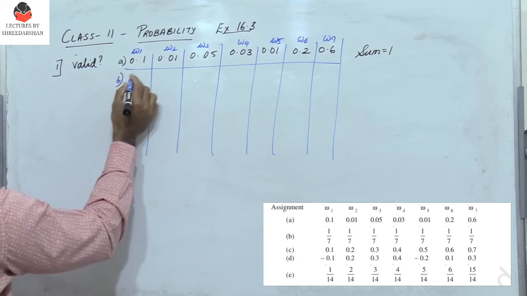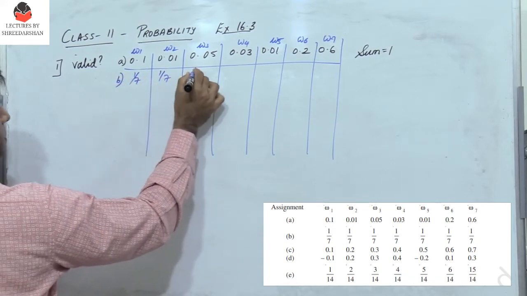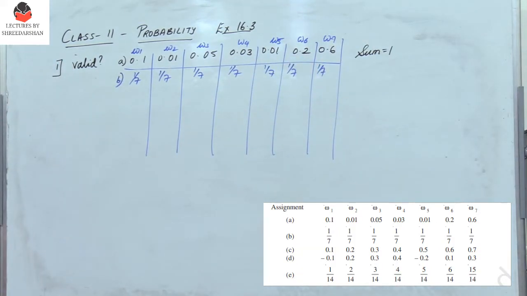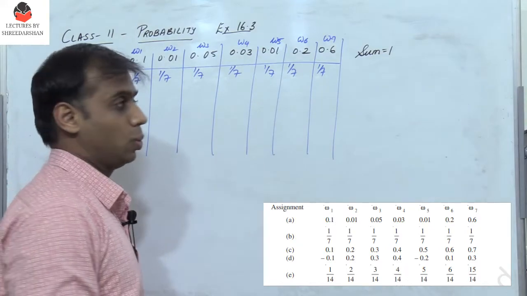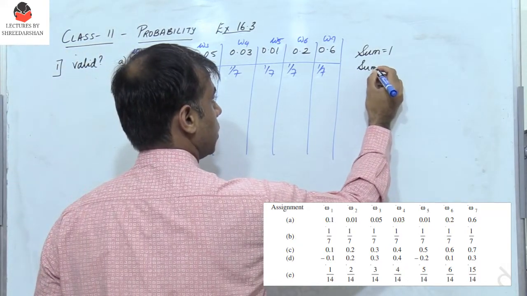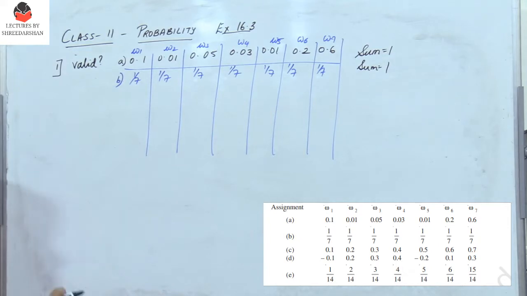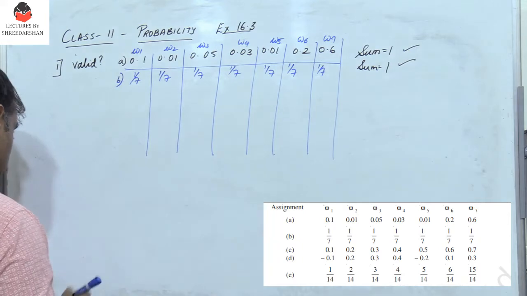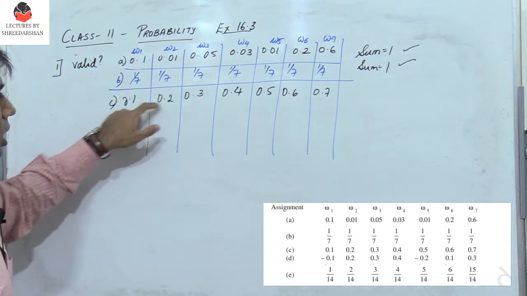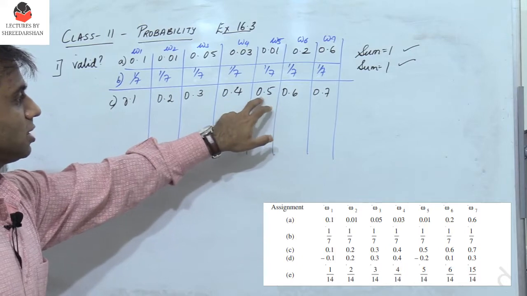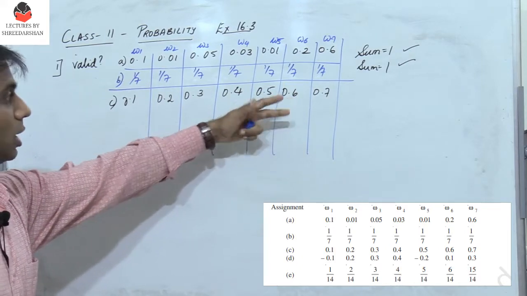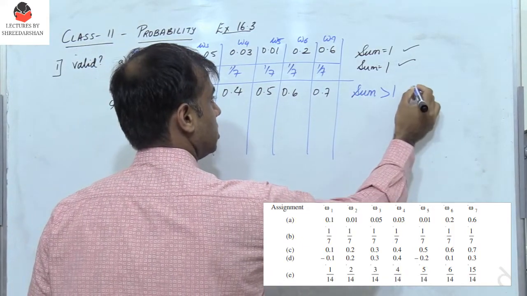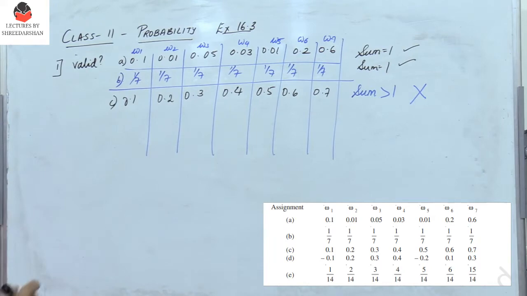Moving on with the next one, I have 1 by 7. That means all the outcomes occur with equal probability. So if you find the sum, it is 7 by 7, you get 1. So therefore, since the sum is 1, the second one is also a valid probability assignment. Let me just put a tick mark here. The next one, C, you add up all of them. If you observe these two itself, 0.5 plus 0.6 is 1.1. So therefore the sum is greater than 1. So this is not a valid probability assignment.